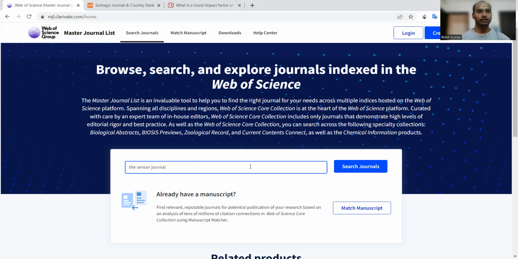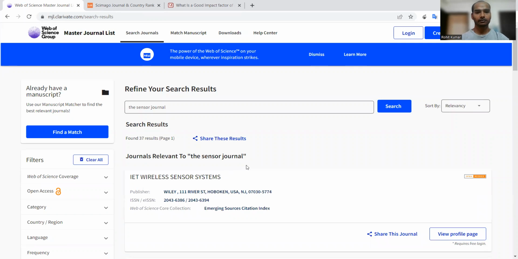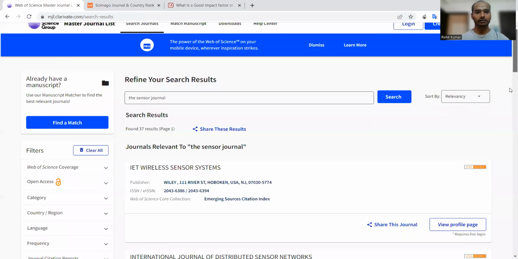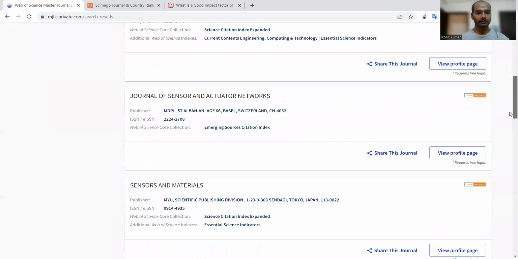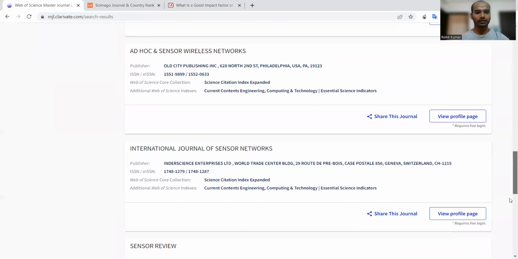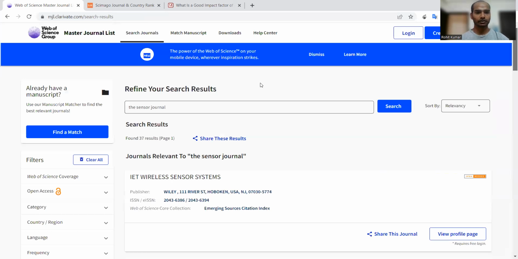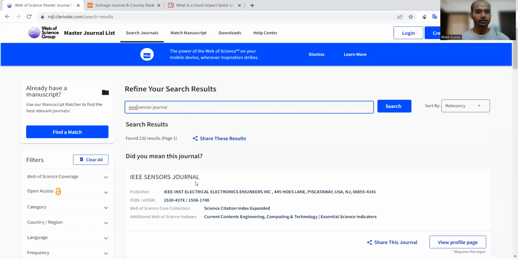So here I just put the name of the journal. It's an IEEE journal. So IEEE alone is not listed here, but the IEEE Sensors Journal is there. So there are multiple sensor related journals. So for example, here we need to put Sensors IEEE. I'm looking specifically for the IEEE Sensors Journal. You can look for a different journal also. So here you can see that it is the IEEE Sensors Journal.